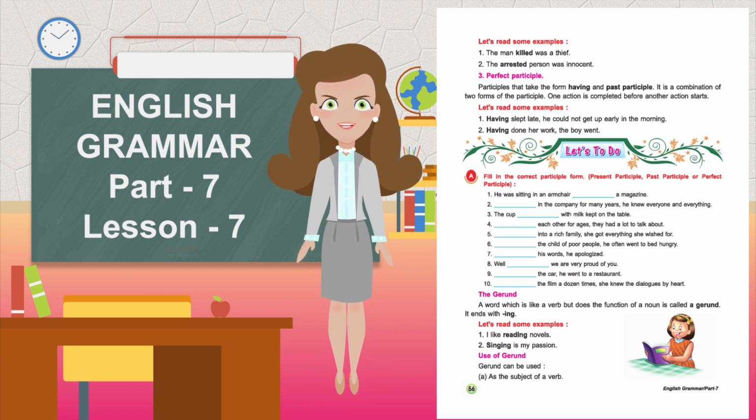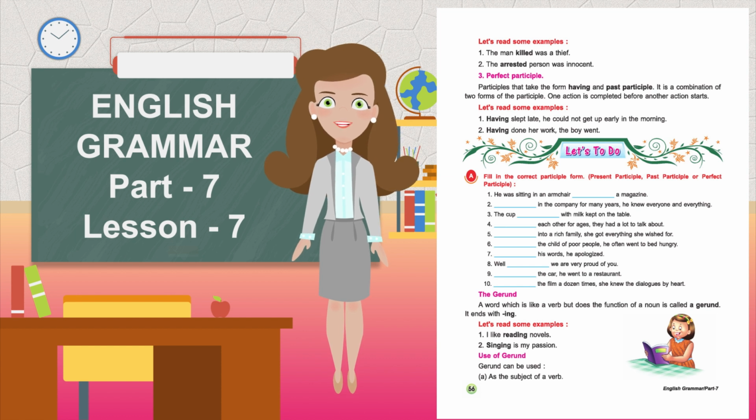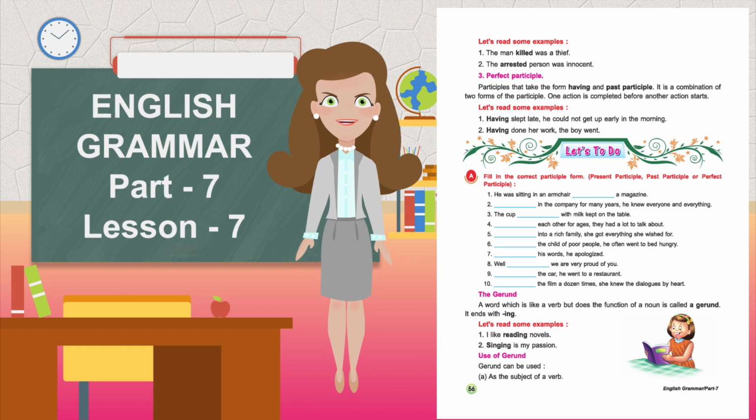Third, perfect participle. Participles that take the form having plus past participle. It is a combination of two forms of the participle. One action is completed before another action starts. Let's read some examples. Having slept late, he could not get up early in the morning. Having done her work, the girl went.